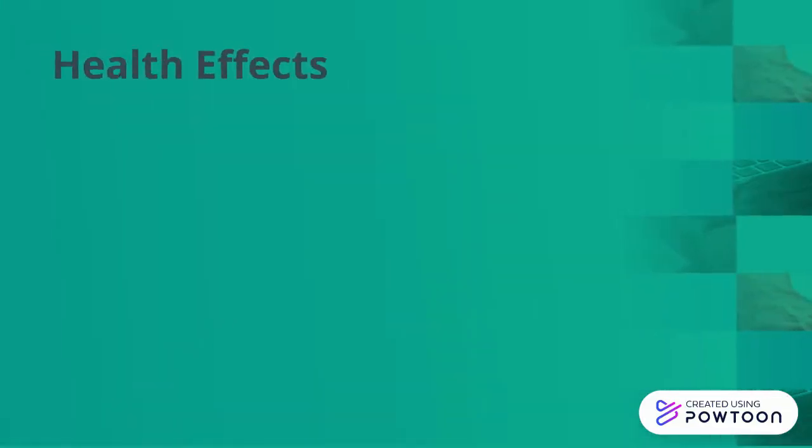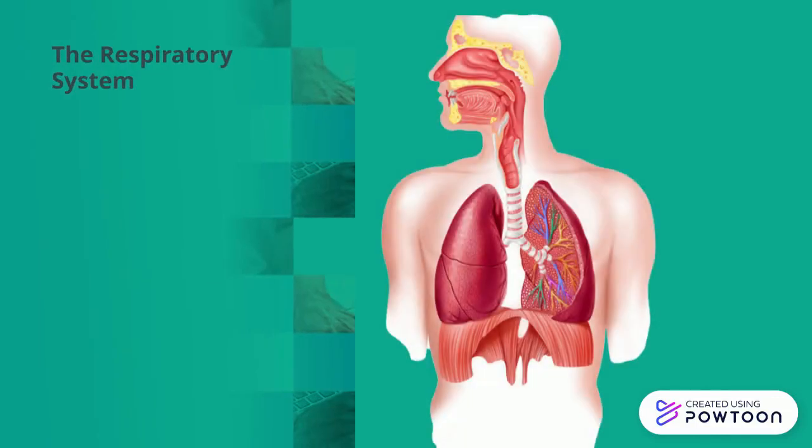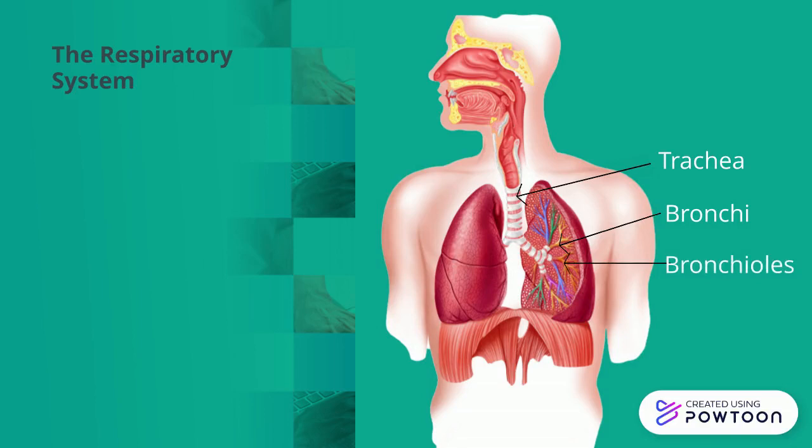Health effects. To properly understand the effects of exposure to asbestos, we have to have a basic understanding of the human lungs. The trachea, or the windpipe, allows inhaled air to enter the lungs. The air enters the lungs through the bronchi. The bronchi then divide into smaller and smaller branches, known as bronchioles, finally becoming microscopic. At the end of the bronchioles, there are microscopic air sacs called alveoli.